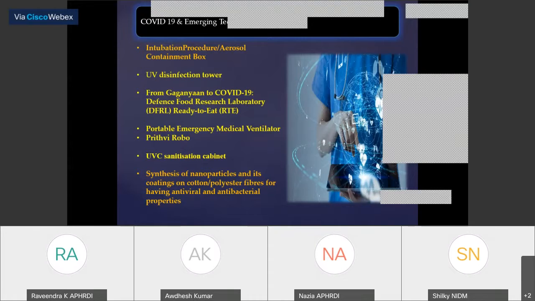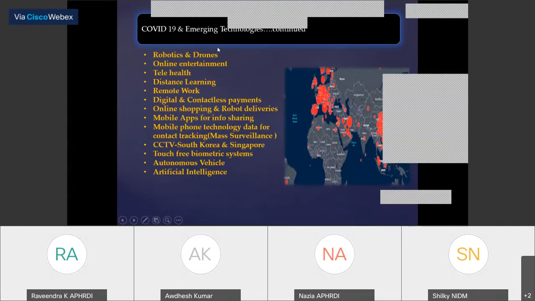He was a school child who developed this Prithvi robot and a UVC sanitation cabinet, where you can sanitize your currency, and the synthesis of nanoparticles and their coating on cotton and polyester fiber for antiviral and antibacterial properties. Then we have the emerging technologies continued. Robotics and drones I have recently discussed, and this was the map where you can see the red dotted areas that I was talking about in my previous slide.